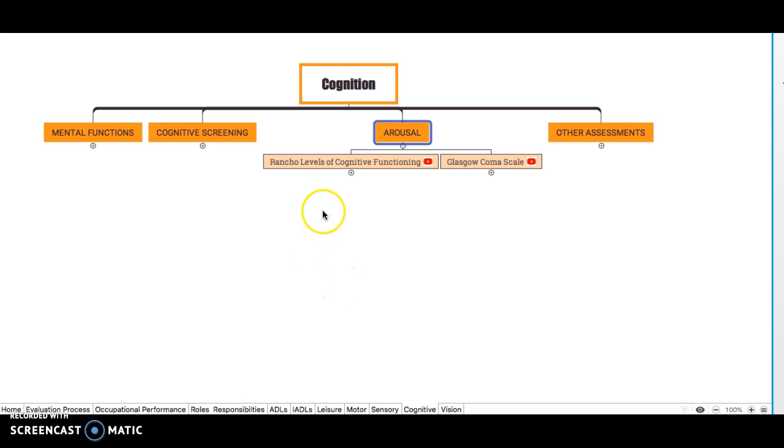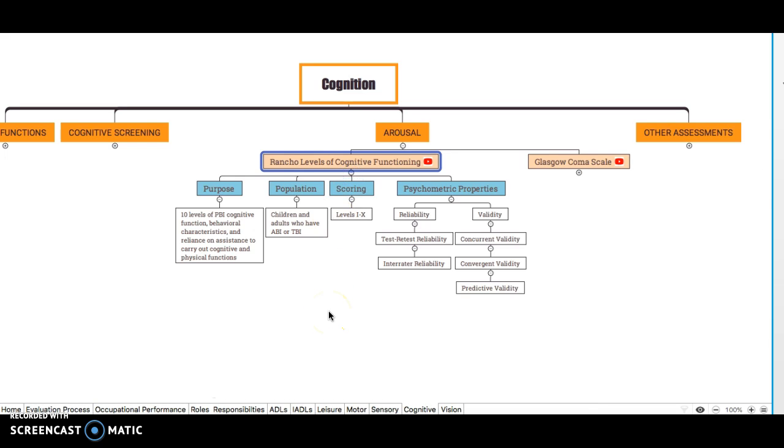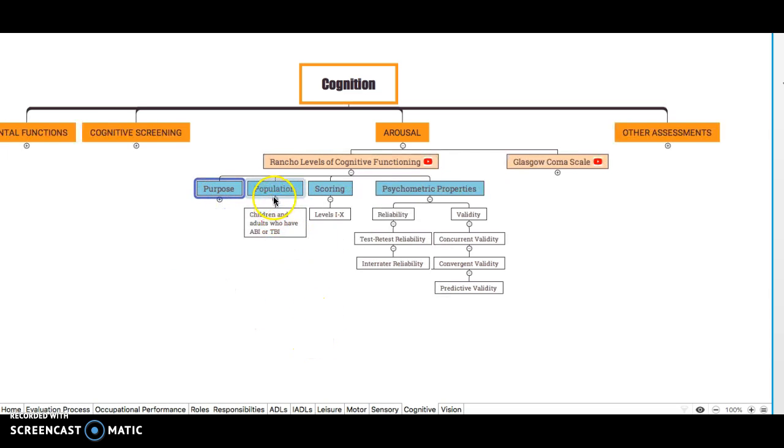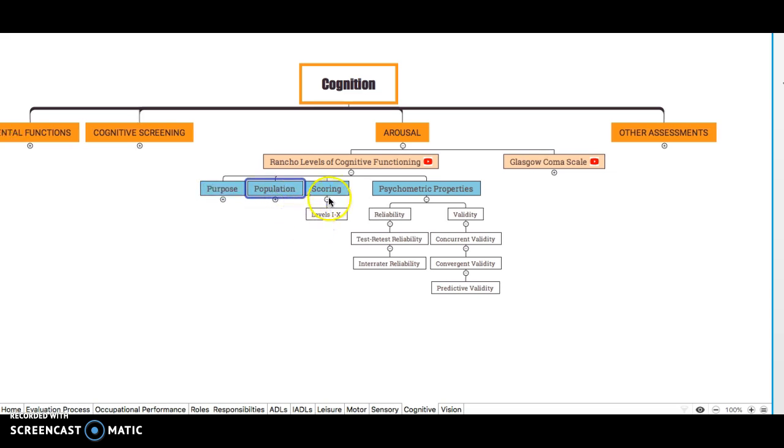For arousal, we learned about 2 different assessments. Rancho is based on 10 levels of cognitive function, behavioral characteristics, and reliance on assistance to carry out cognitive and physical functions. And then you can use this with children or adults who have acquired or traumatic brain injury. The scoring is based, like I said, on 10 different levels, and they all vary based on their description, and below are the psychometric properties.